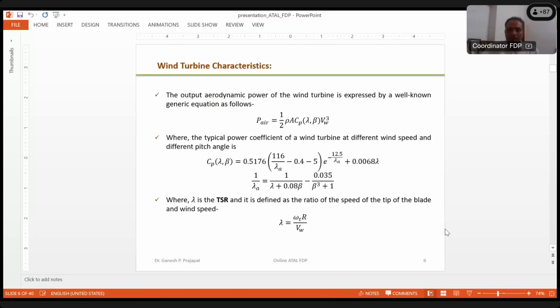So then here, as I already said, the wind turbine characteristics are very much important when we discuss the power output of a wind turbine.